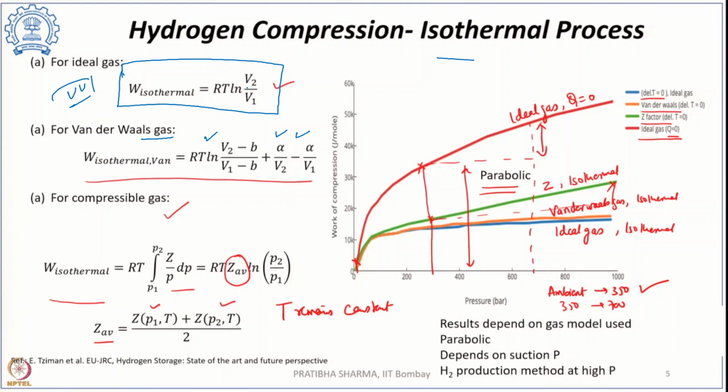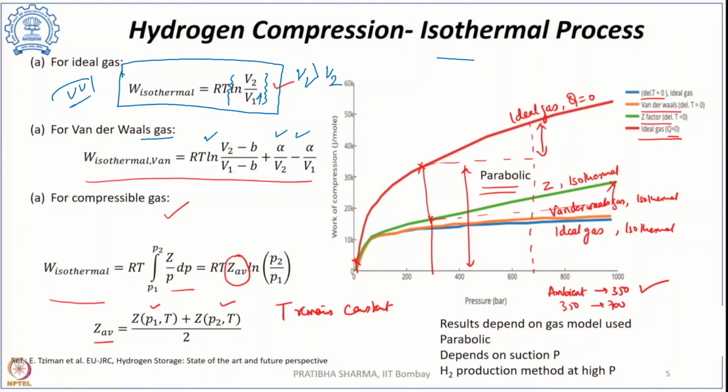Okay, but this is important. For the compression process, V1 is higher than V2. Okay, V1 is higher than V2. So when you calculate the ln, with V1 higher, obviously the ln term will be in the minus value. Okay, are you getting me?